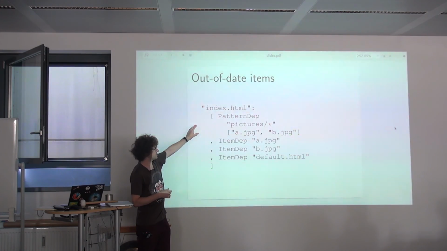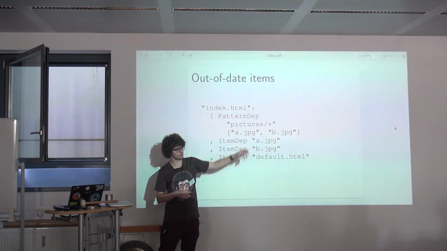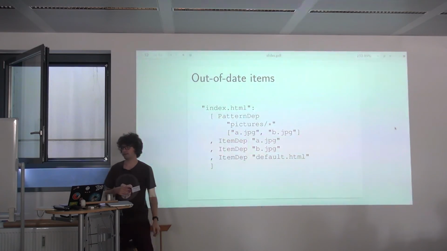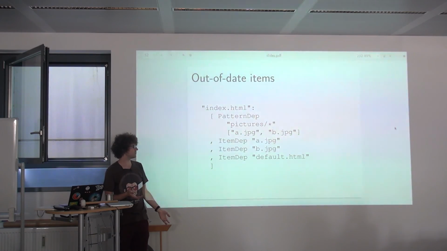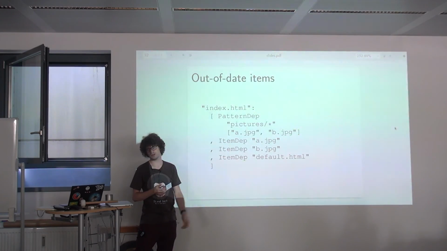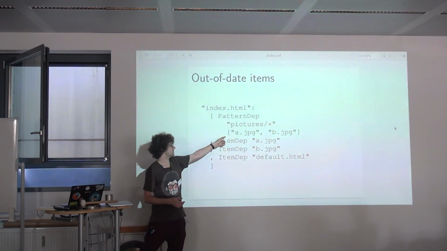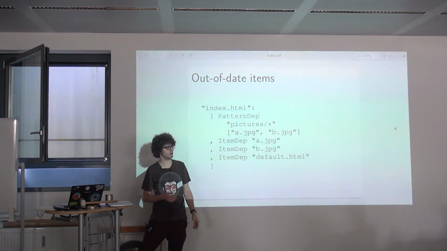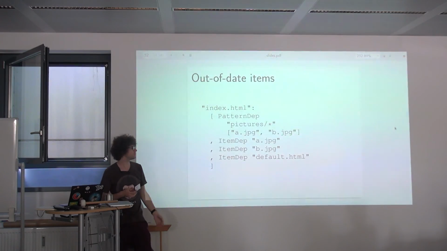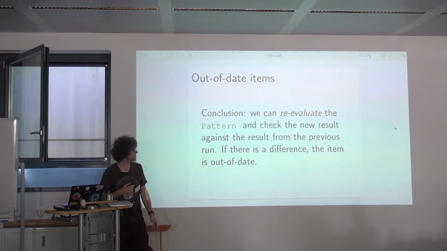So what we can now easily do is rerun this pattern on our new list of files. And then we will get a list in return. If it's a.jpg, b.jpg, we know that nothing has changed. But if an item has been added or removed, the result will be different, right? And we can detect that. And at that point, we will know that we need to rebuild index.html. Yeah, so that's the conclusion of that.